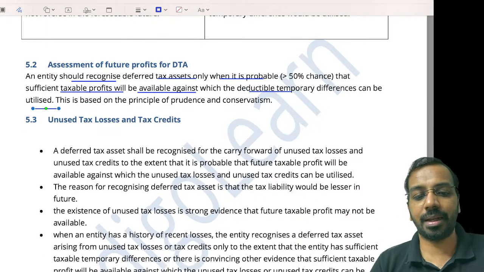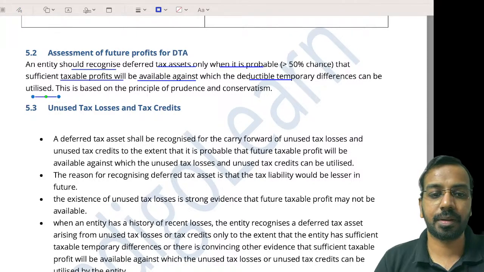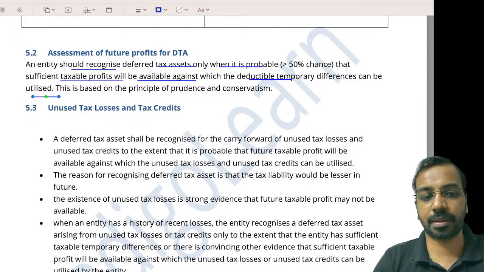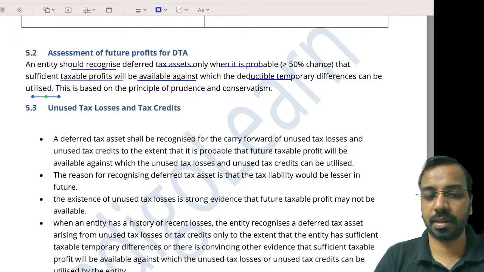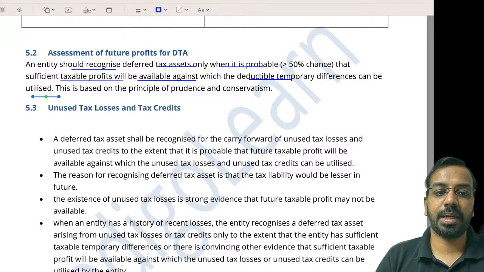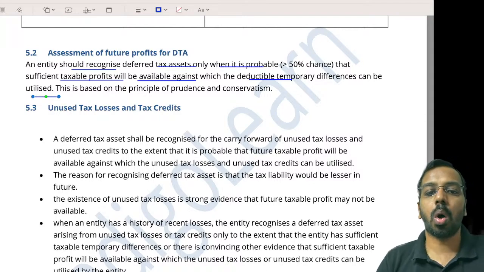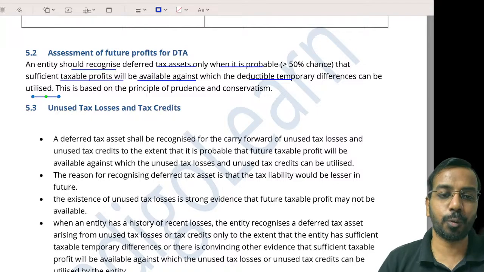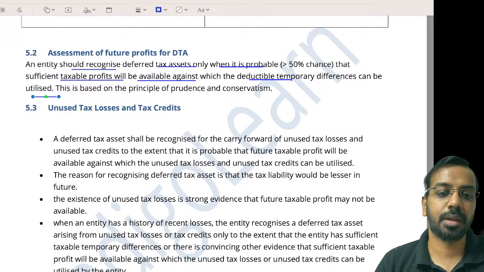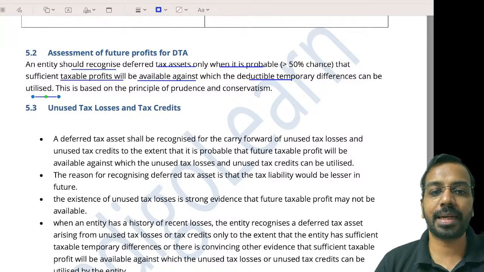Right. Same way, another thing that happens is, let us say in year 1 there is a taxable loss. Okay, there is a loss. In year 2 there is a profit of 1,50,000. Now tell me one thing, on what amount will we pay tax in year 2?